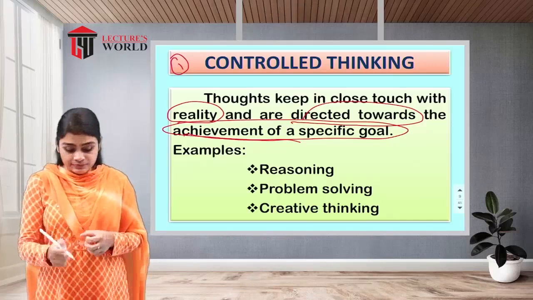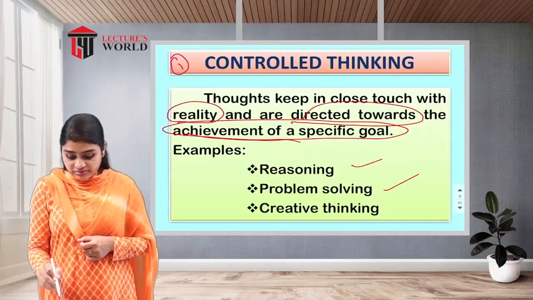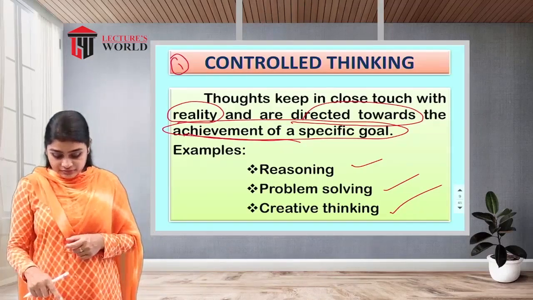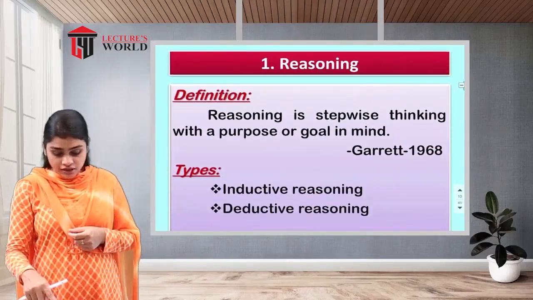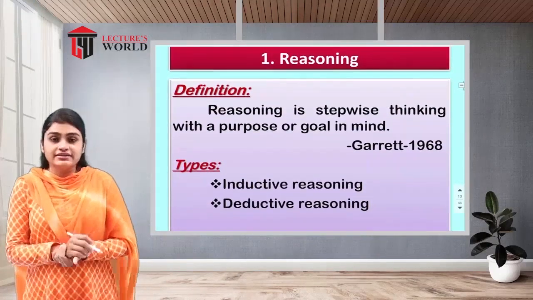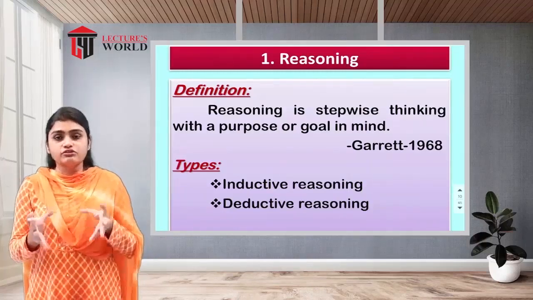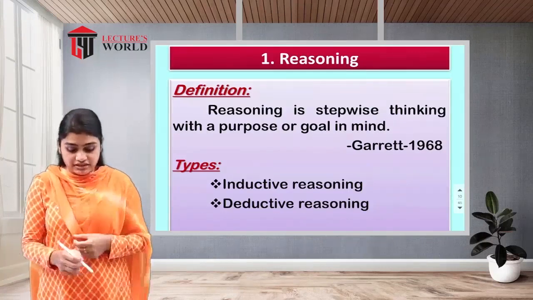goals in their life. Examples of this controlled thinking are reasoning, problem solving and creative thinking. Let's see all these three things one by one. The first one is reasoning. Reasoning means giving reasons for something. To solve any problem, we are giving some reasons, we are bargaining. So that is your reasoning.